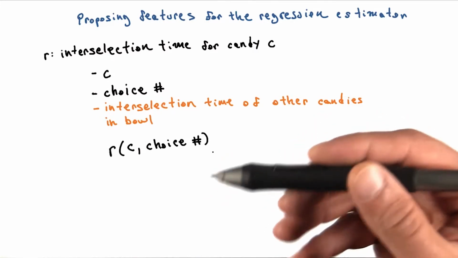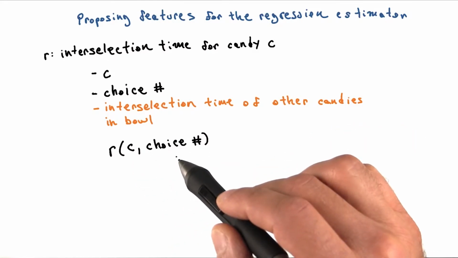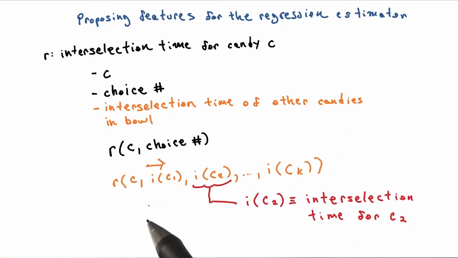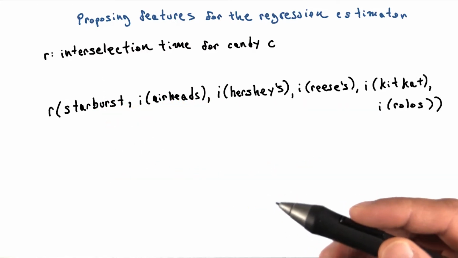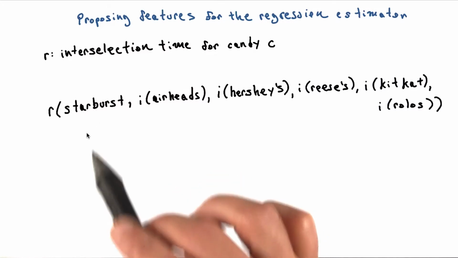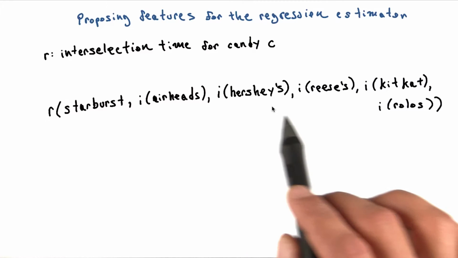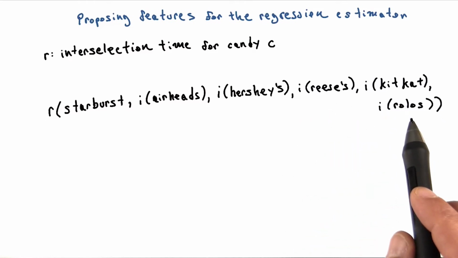Where previously we tried to predict interselection time based upon the candy we selected and the choice number, now we're going to try to predict interselection time based on the interselection times of the other candies that are in the bowl. So here I've defined, for example, I of C sub 2 is the interselection time for candy C2. Or to give a concrete example, we could try to build a predictor of the interselection time for Starburst, given the number of turns since someone has chosen Airheads, Hershey's, Reese's, Kit Kat, and Rolos.